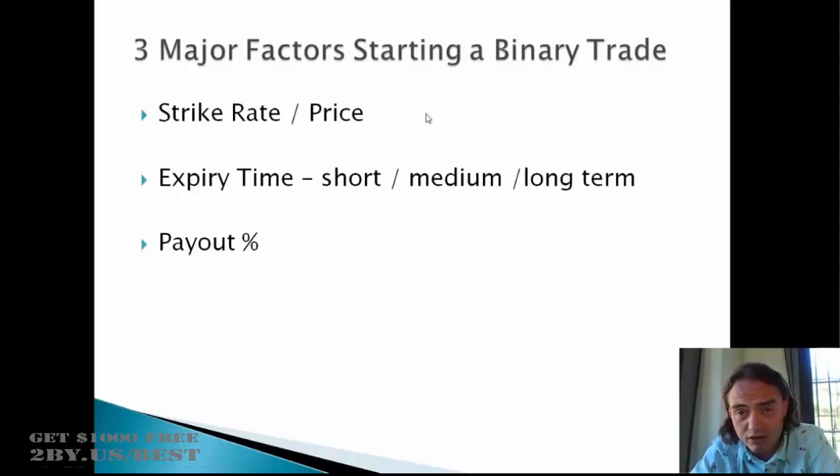Now there are some brokers that offer some kind of insurance. So if your trade loses, they will give you a certain amount back. So maybe 10% on the dollar. If you place a trade of $100, you may well get back $10 if you are incorrect in your prediction.